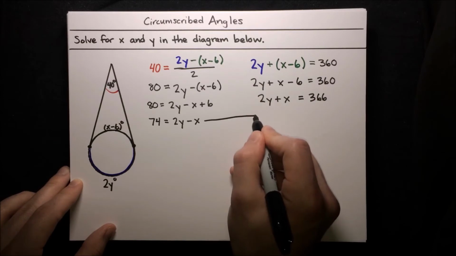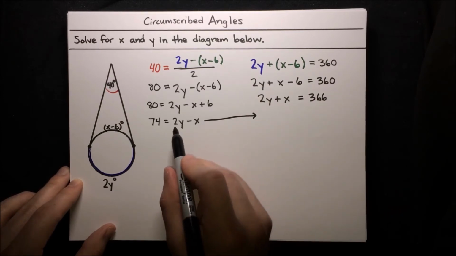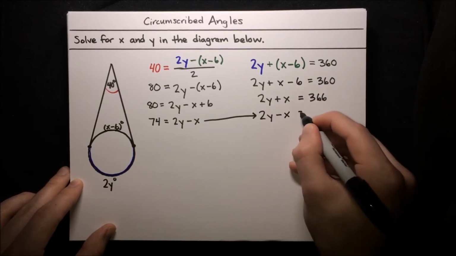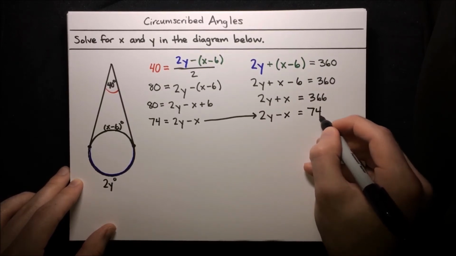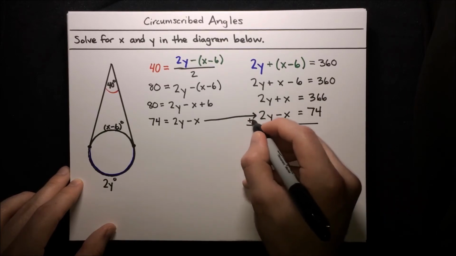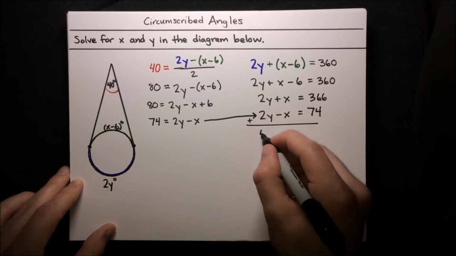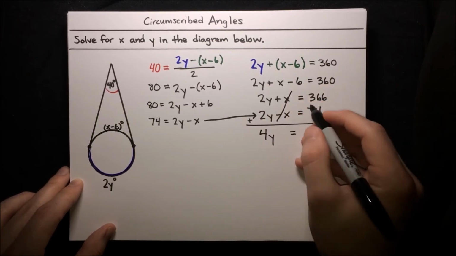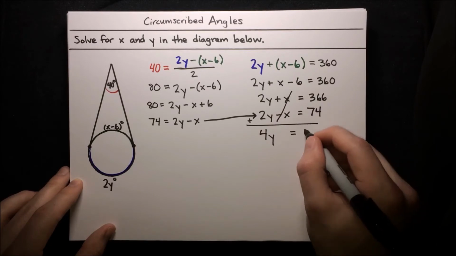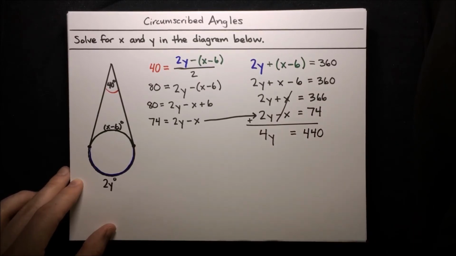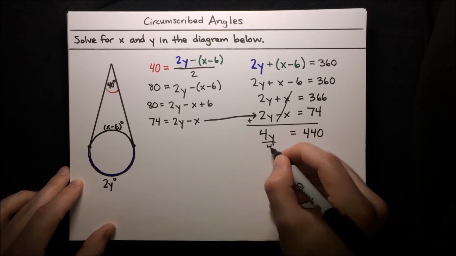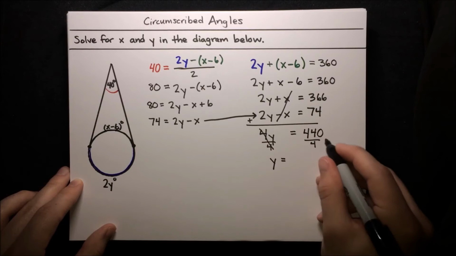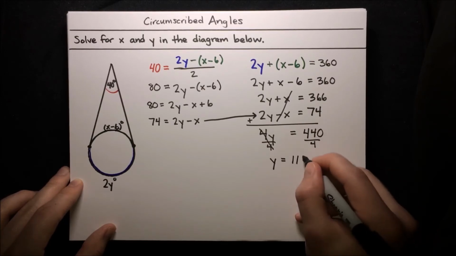Let's move this equation to be underneath this one, and we'll write it with the variables on the left-hand side this time. So 2y minus x is equal to 74. And we can go ahead and add these equations. We'll get 2y plus 2y is 4y, x minus x cancels, and 366 plus 74 is 440. Now to solve for y, just divide both sides by 4. That cancels. We get y is equal to 440 divided by 4, which is 110.